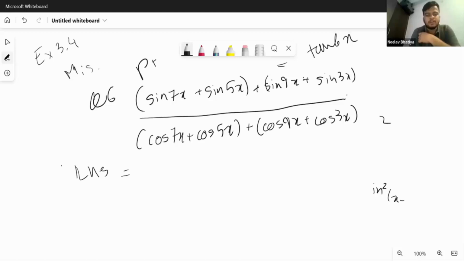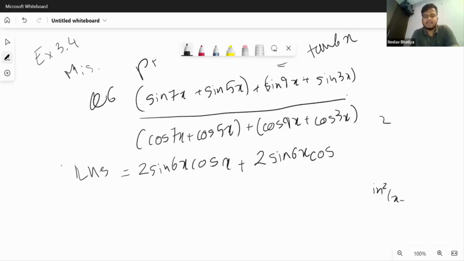Let us start with the LHS term, right? Apply the C plus D formula here. Sin C plus sin D is equal to 2 times sin of (C plus D) by 2 times cos of (C minus D) by 2. Correct. So when I apply this formula, 7x plus 5x is equal to 12x divided by 2 equal to 6x. I'll get sin 6x cos of (7x minus 5x is equal to 2x divided by 2) equal to x. Plus 9x plus 3x equal to 12x divided by 2 equal to 6x. So I'll get sin 6x again, and I'll get cos of 9x minus 3x, which is 6x by 2, so 3x.